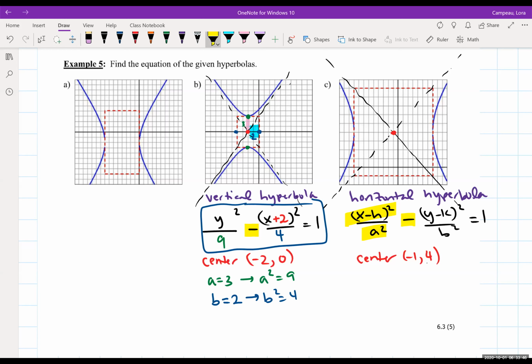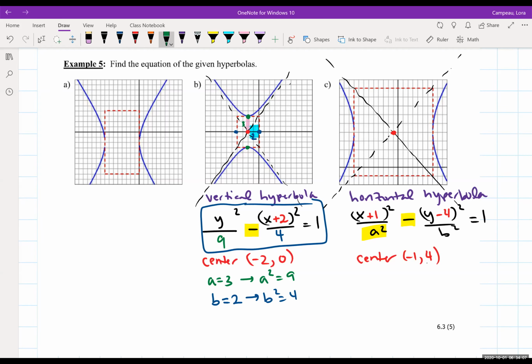So you can kind of see we already labeled who our center is. So what I could do is replace the h and the k, in this case, with the opposite of what we see, so that we should have x plus 1 squared and y minus 4 squared. And now it's a matter of naming who our a is and who our b is.